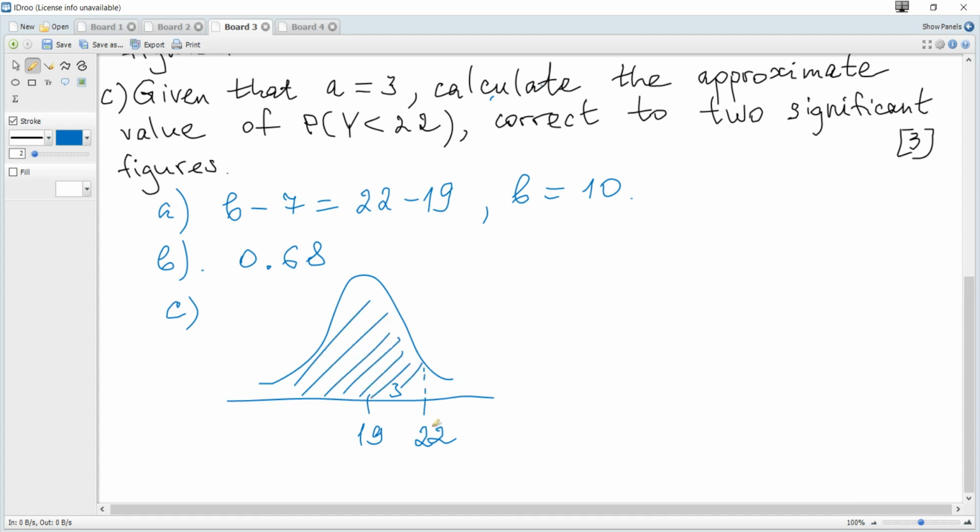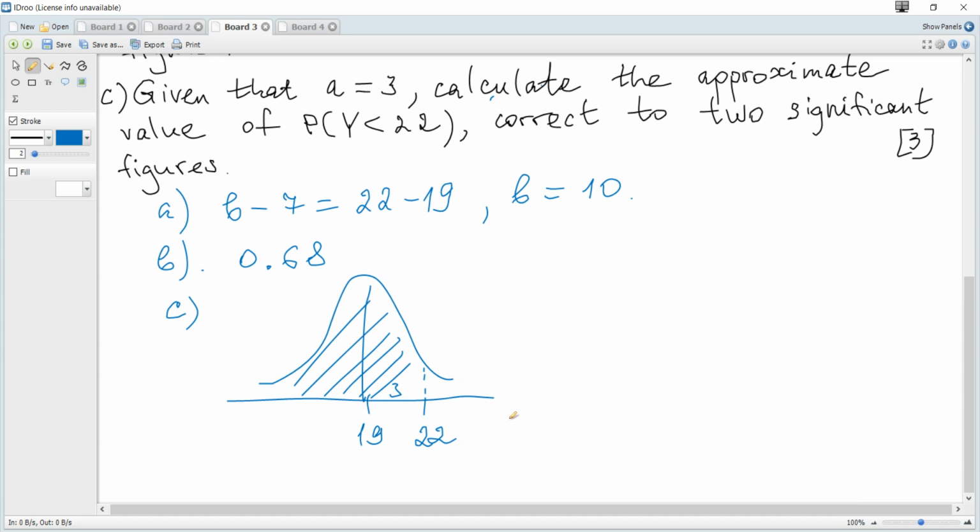This area is required, and since 3 is one standard deviation from the previous area, one standard deviation from the mean is 0.68, hence you can see that this area is just a half of 0.68, and then plus the area from the mean and to the left, and it's just a half, it's 0.5.